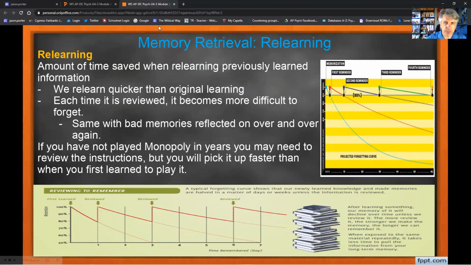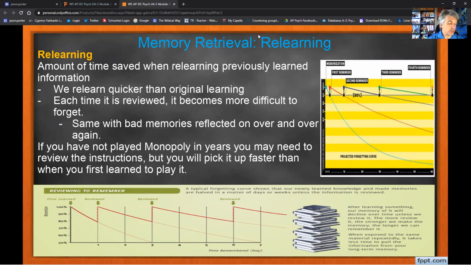Okay, now when it comes to relearning, the first time we learn something, we have to make all those neural connections and everything else. Then we don't use it for a while, and the grass grows back over that little trail. It's not going to take me as long to relearn.